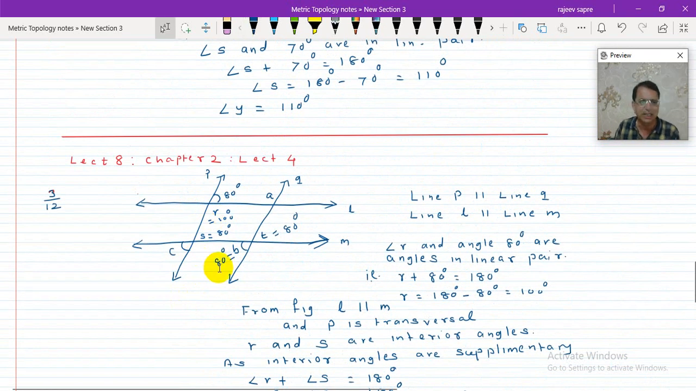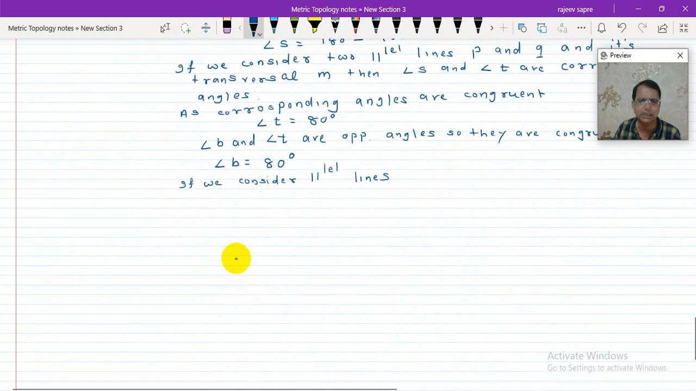Actually that is also not necessary, because as S is 80 degrees, C is its opposite angle, right? So by the property of opposite angles, as they are congruent, S and C will be the same degree, 80. Another reason I can give is, take line P and line Q as parallel lines and M as a transversal, then C and B are corresponding angles, and as corresponding angles are congruent, C is also 80 degrees. So I will write 80 here, and then we will write the explanation there. Better to use the corresponding angle technique. P and Q are parallel and M is its transversal.